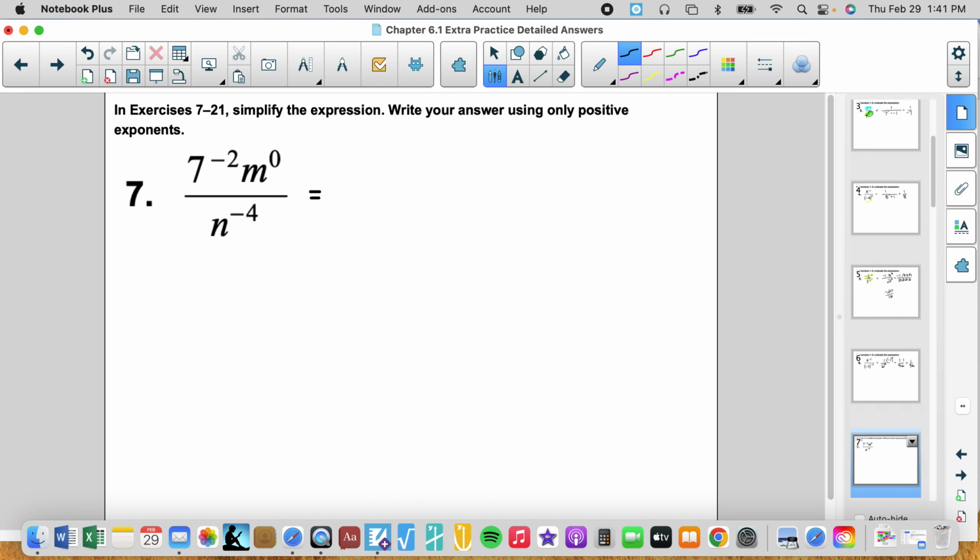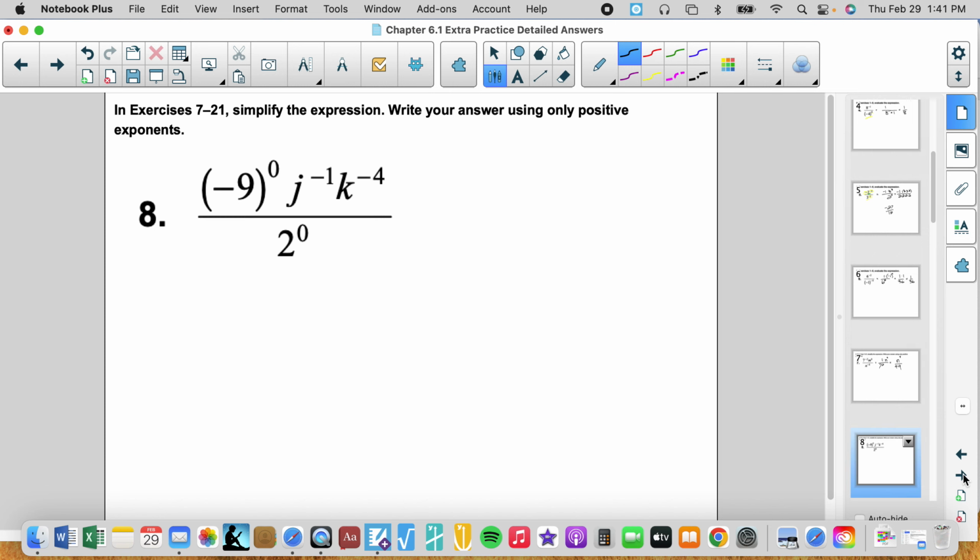7 to the negative 2, we're going to move that down. 7 to the second. m to the 0 is 1. And then n to the negative 4 will go up into the numerator. So we get n to the fourth over 49. So hopefully we're getting faster with that.